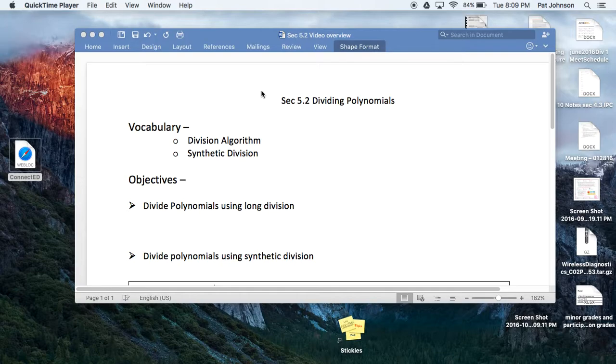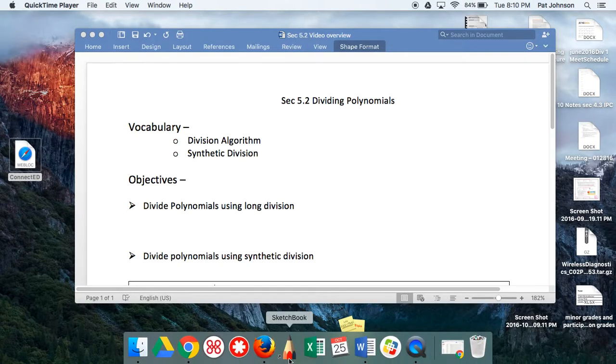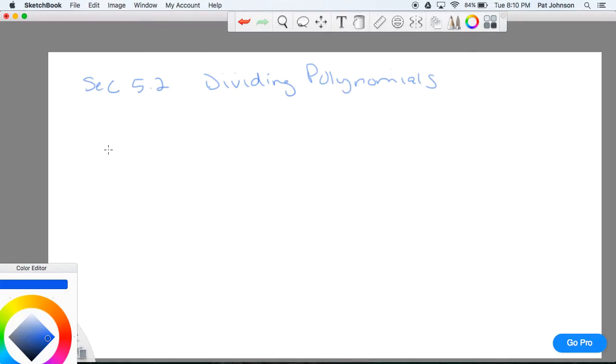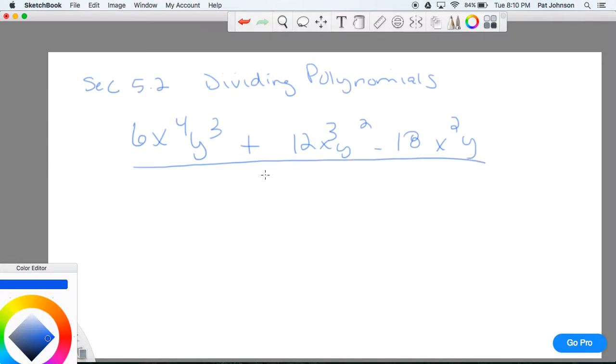What is long division? We learned in lesson 5.1 how to divide a monomial by a monomial, just dividing them out and using exponent properties. We can use that same skill to divide polynomials by a monomial. So let's look at example 1. It says simplify 6x to the fourth y cubed plus 12x cubed y squared minus 18x squared y all over 3xy. How do we simplify that?